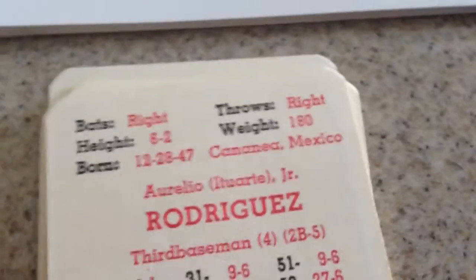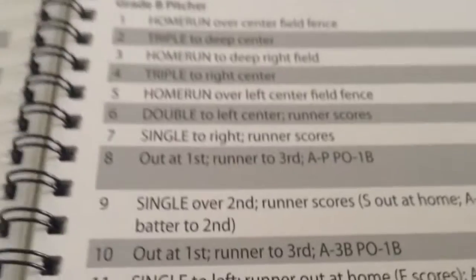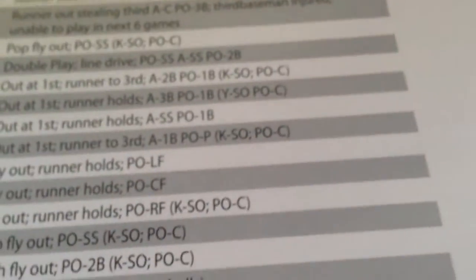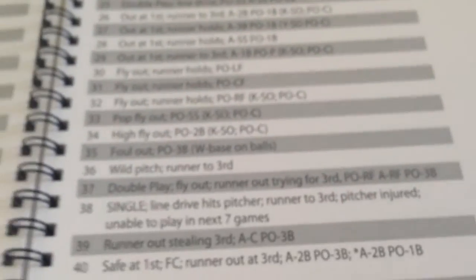And Aurelio with a chance to drive him in. Aurelio, let's see what he does. He rolls a 44. 44 is a 7. Wow, 7 is a single to right. Runner scores. Angels extend the lead 4-2. Rodriguez on first, one out.